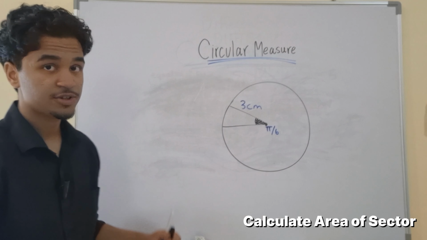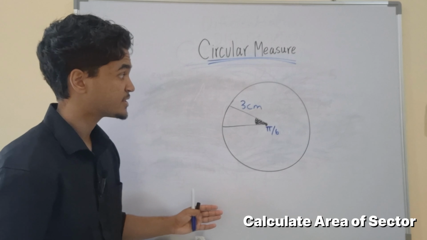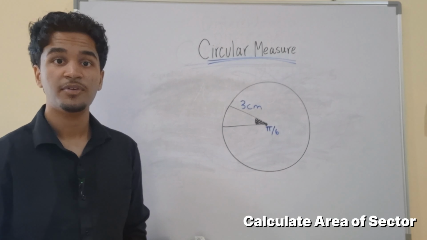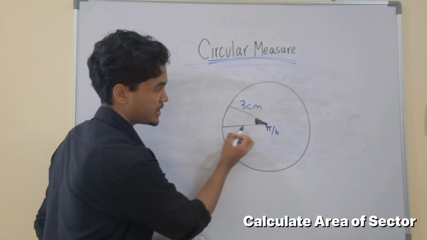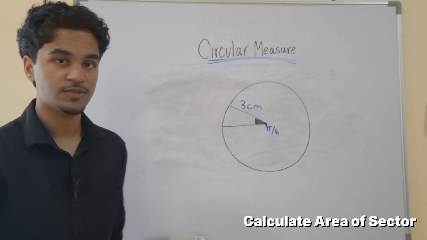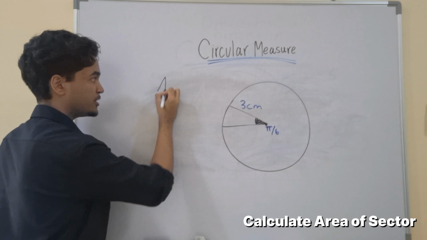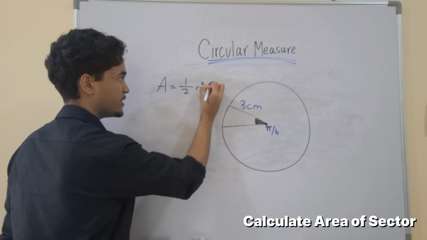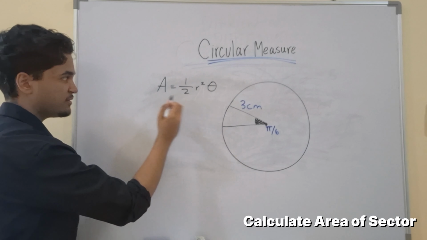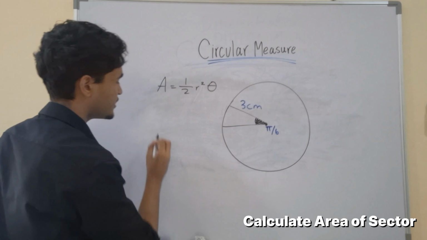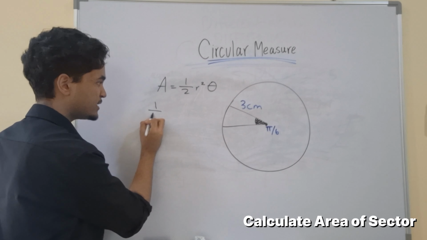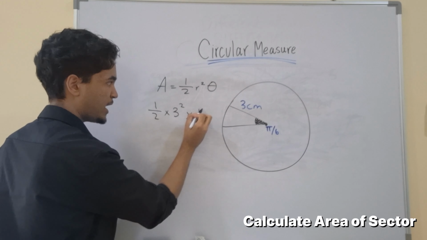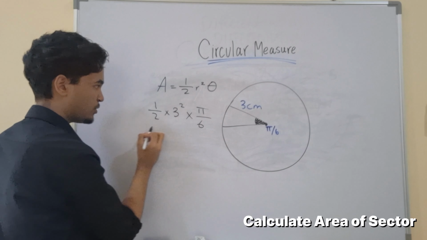Okay, so we have a circle here with a radius of 3 centimeters and an angle given of pi over 6. Now, if we want to find the area of this minor sector that we have here, we're going to have to follow the formula as given earlier, which is 1 over 2 r squared theta. So let's substitute the values into this formula. We're going to get half times 3 squared times pi over 6.